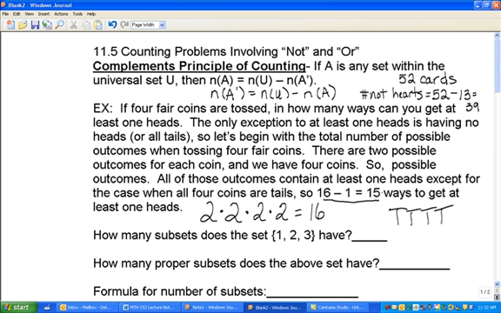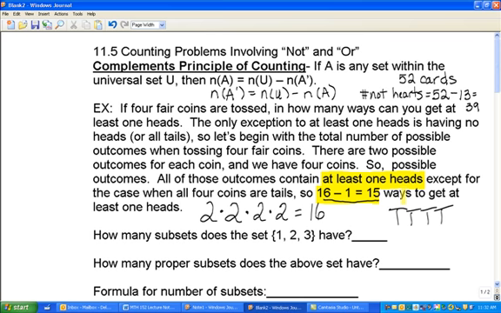And this is a very common way to handle it. When we're talking about at least one, take the total number minus the one exception. And you can do it for at least 2 by using 2 exceptions, 0 and 1.